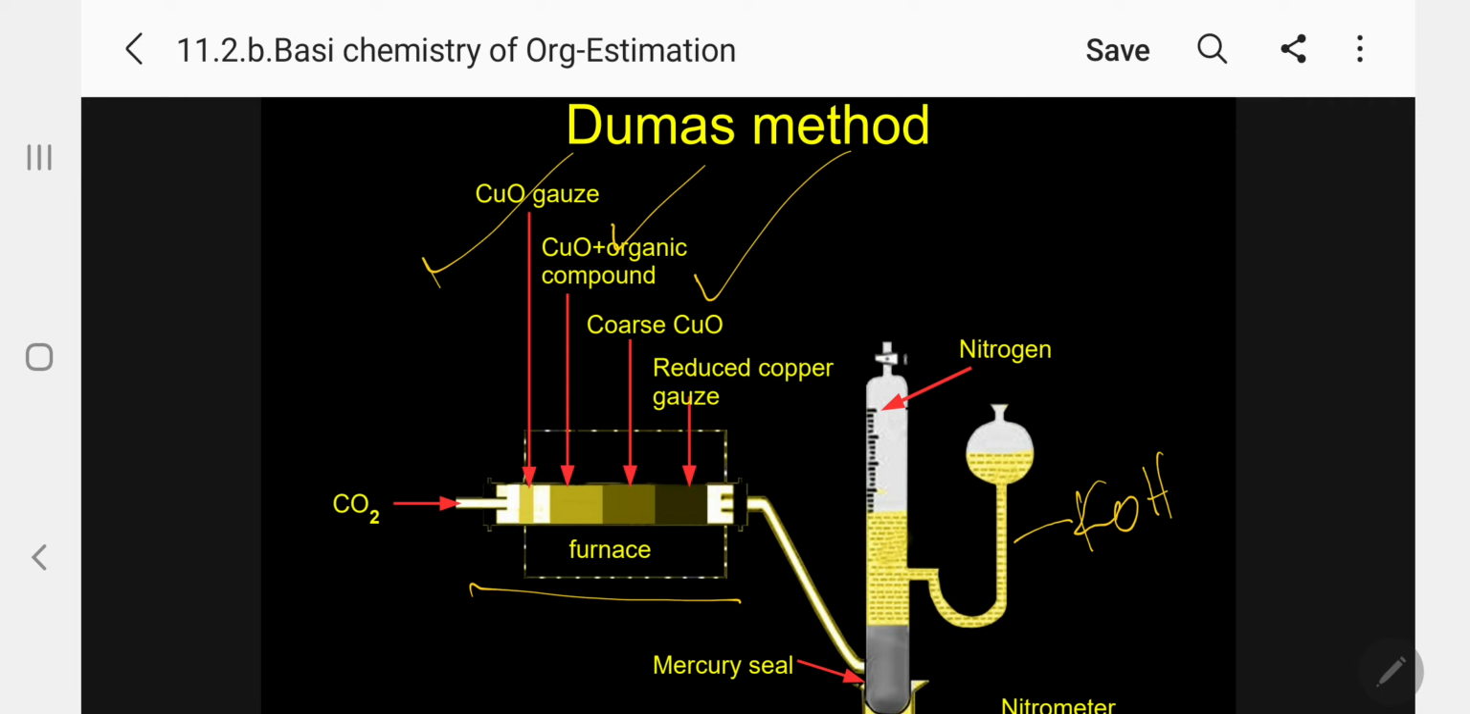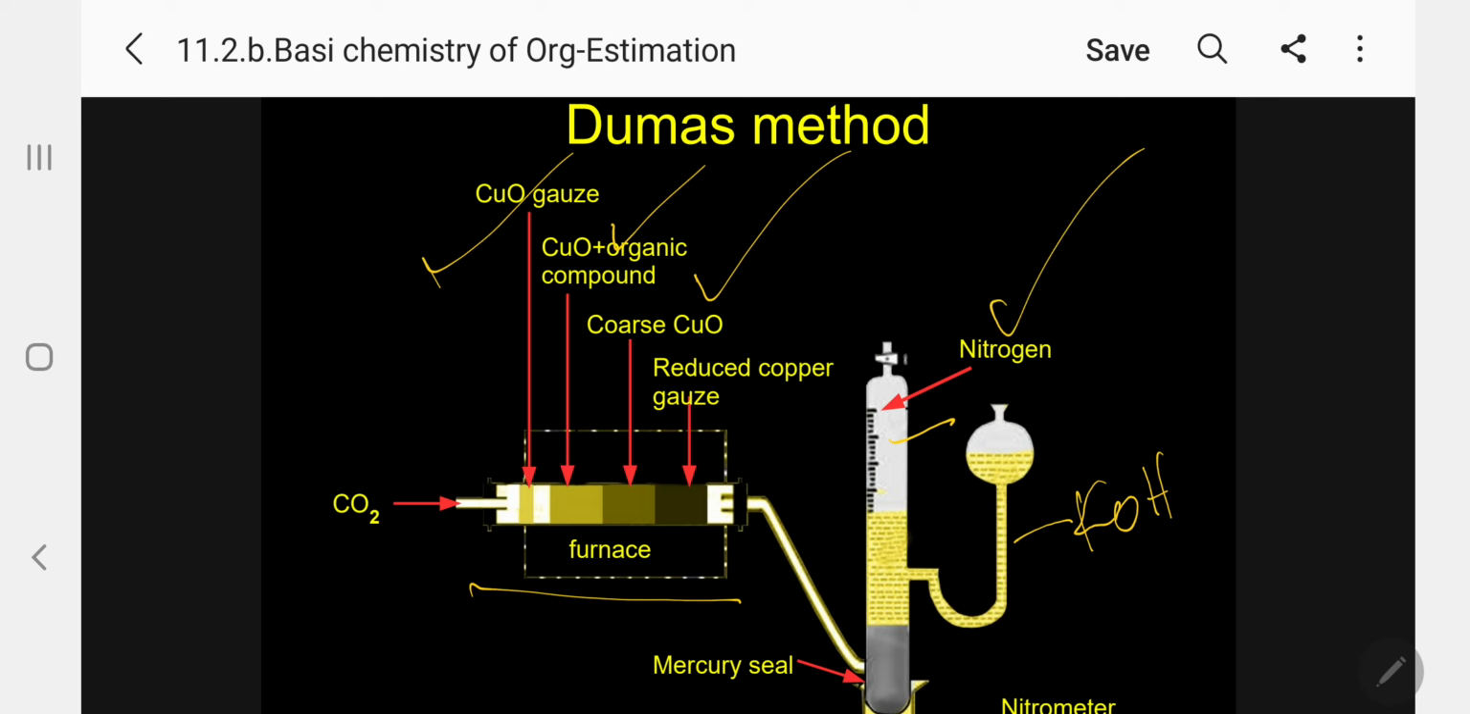So before starting the experiment, you pass simply carbon dioxide gas to wash away anything present inside. Then connect the entire vessel, the Gibbs nitrometer containing potassium hydroxide, after introducing a known weight of substance, then heat the furnace. When we are heating, the nitrogen is converted into nitrogen gas and will be collected over potassium hydroxide.